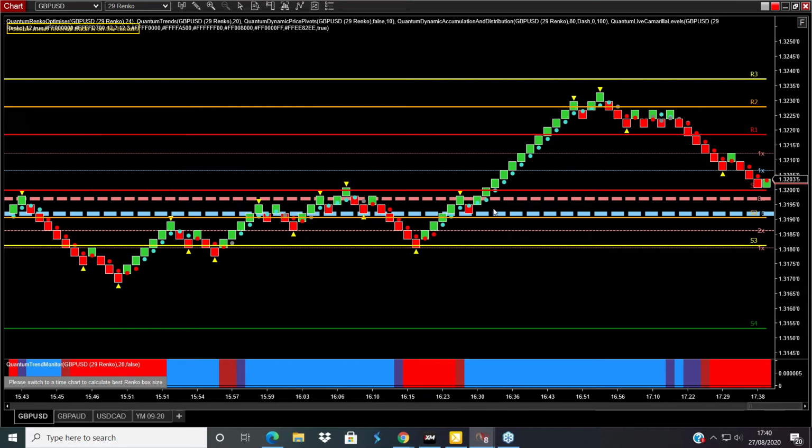completed, as it were. On this chart, I also have one of our other indicators, which is what we call the accumulation and distribution indicator.